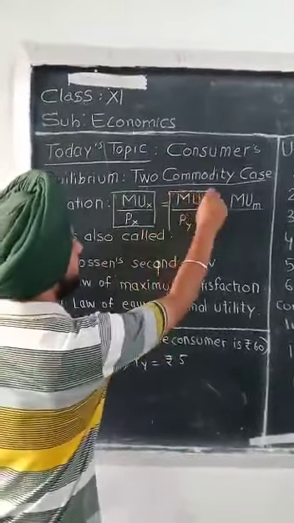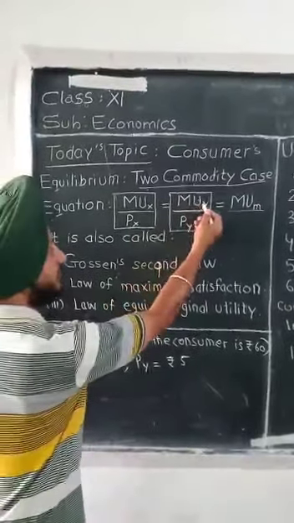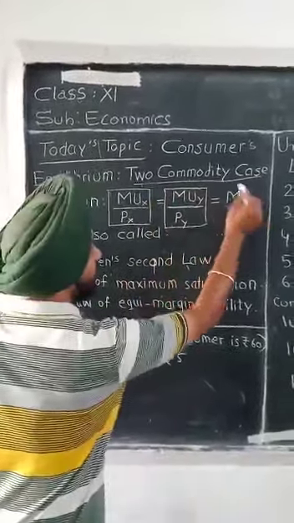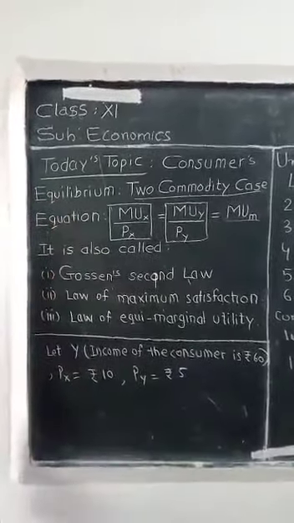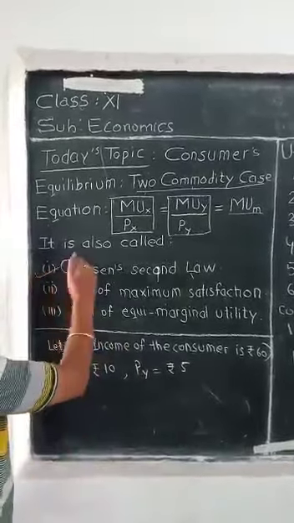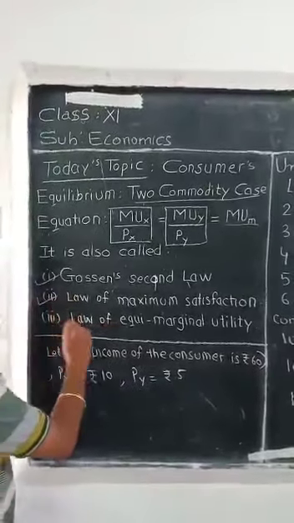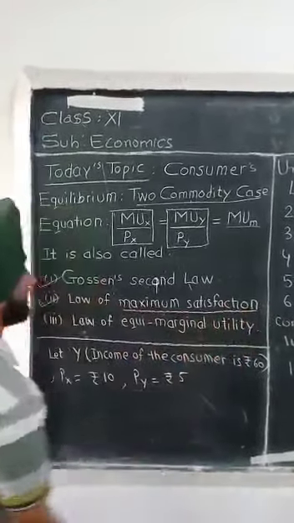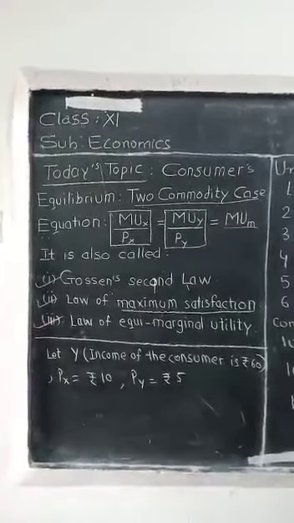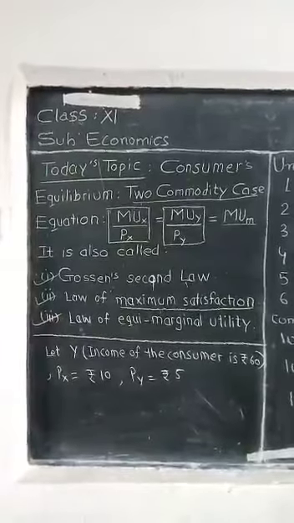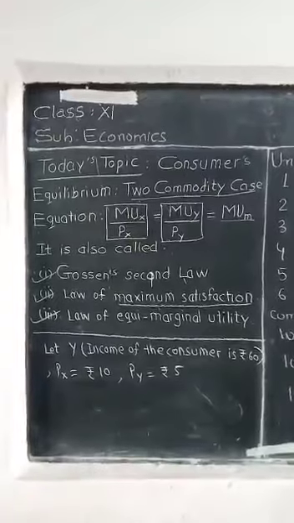So this was consumer's equilibrium in the one commodity case. For the second commodity, in combined sense, marginal utility of x divided by price of x equals marginal utility of y divided by price of y, which equals marginal utility of money. This is the equation. Consumer's equilibrium in the two commodity case is also called Gossen's second law. It is also called the law of maximum satisfaction, and third, the law of equimarginal utility. These are secondary names of this topic.